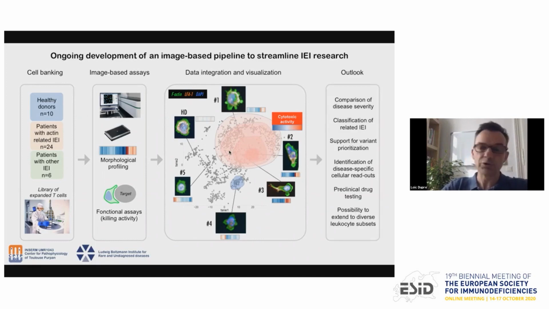So what is the outlook of this pipeline? We think that we will be able to compare disease severity, classify disease entities, and also we think that we will be able to prioritize variants from patients with undiagnosed disease. This approach is also a very efficient way to identify disease-specific cellular readouts that we plan to use for drug testing. And of course, we think that we can extend this pipeline beyond T cells.